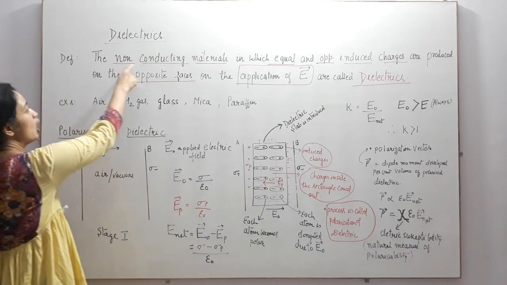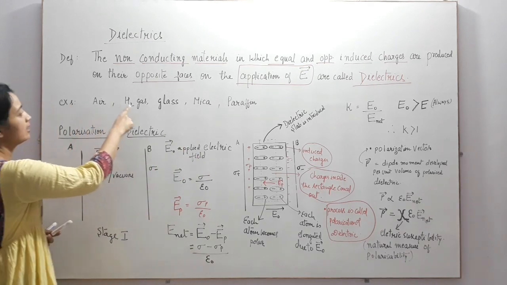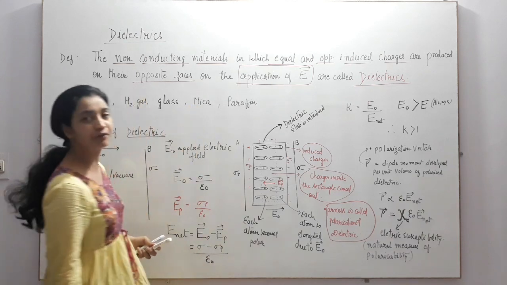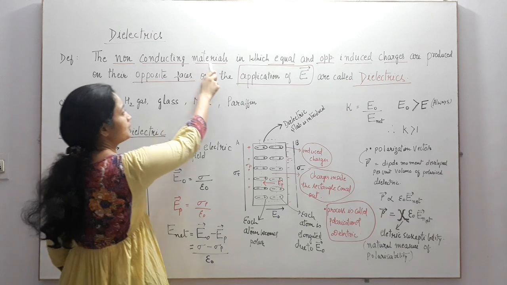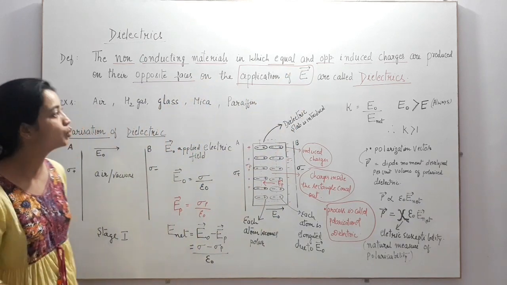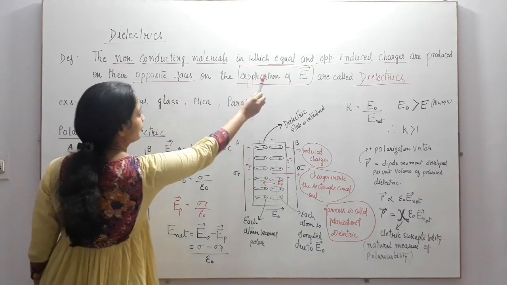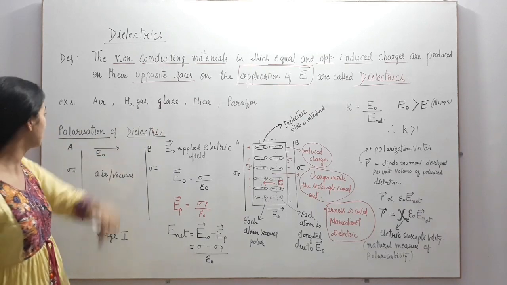So what are they? Non-conducting materials, first and foremost. Examples: air, hydrogen gas, glass, mica, paraffin. These are all non-conducting materials. What happens to them? Equal and opposite charges are induced. When are they induced? On the opposite faces, on the application of an external electric field. So we have already seen the examples.